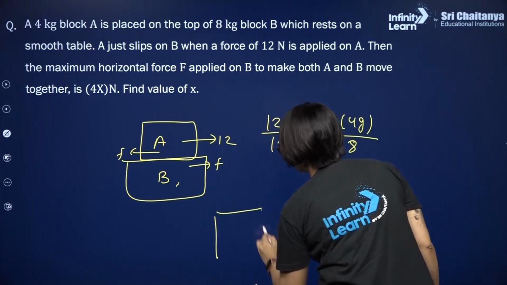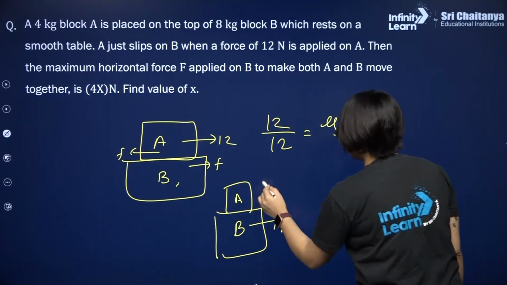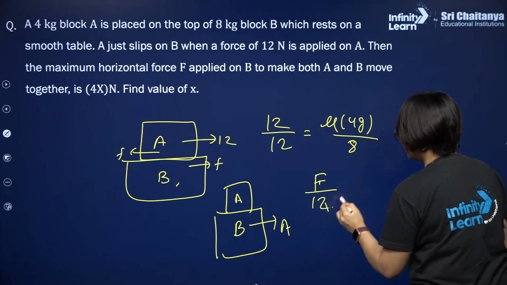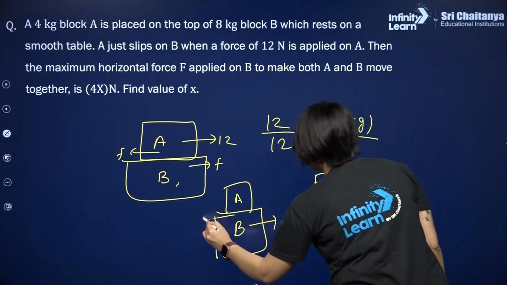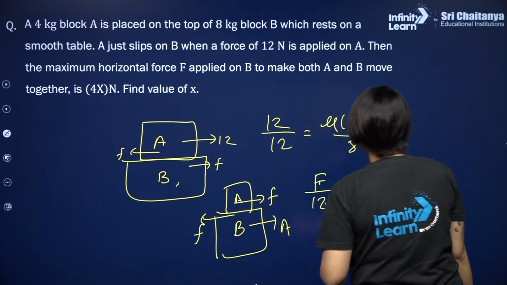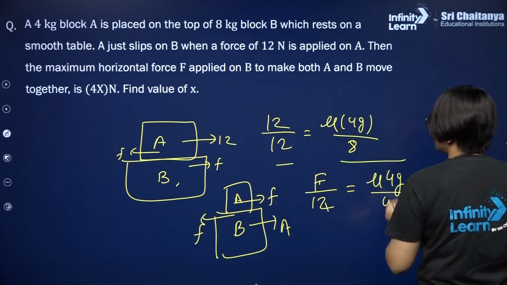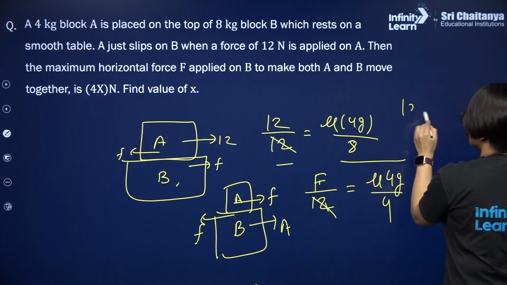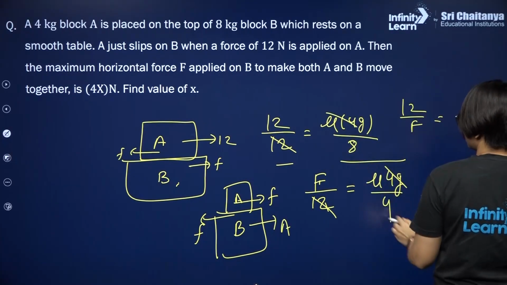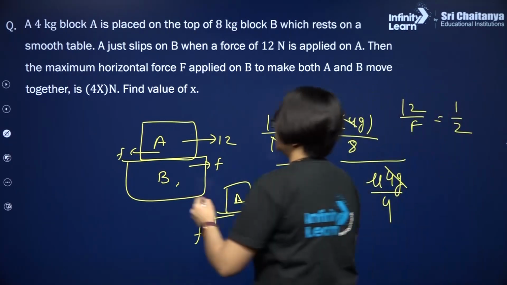Now if we apply the force on B, and A and B are moving together, that means the acceleration is the same, that is F divided by 12. That is equal to the friction on this one, which is in this direction, mu 4g divided by 4. So, if you divide it, you will get 12 upon F is equal to mu 4g, and there is 1 upon 2, so F is 24. So, x will be 6 over here.